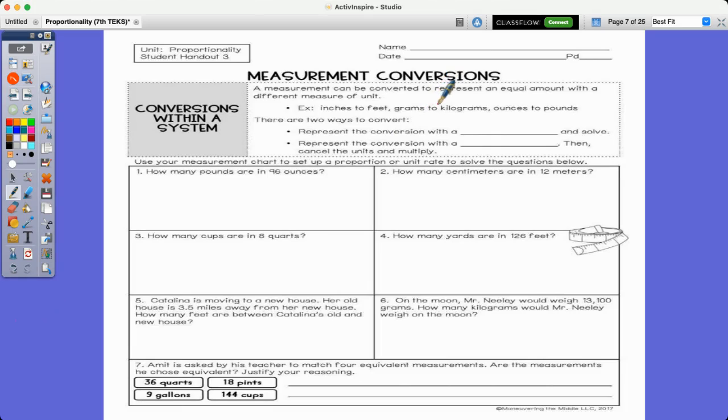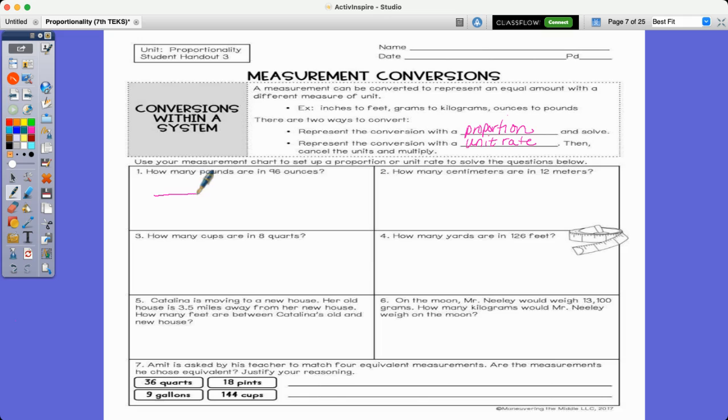We're going to start with converting within a system. This is what you learned last year in 6th grade, so this is not new. We'll start with this, and then we're going to move between systems. Measurements can be converted to represent an equal amount with different measures of a unit, for example, inches to feet or grams to kilograms. We're going to convert using a proportion and solve, or we can convert with a unit rate and then cancel the units and multiply.